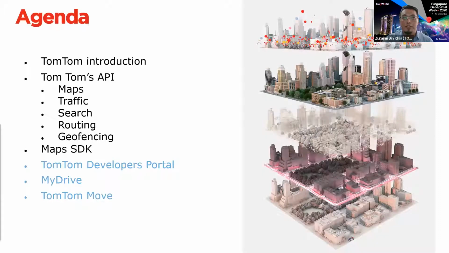Going through the agenda for today, we just finish up with the TomTom introductions. Then we have the TomTom APIs: maps, traffic, search, routing, geofencing, and maps SDK. The last three are in different colors because if there is some time, I would like to show you the website of all these: the developer portal, My Drive for the users, and TomTom Move for the analysis.